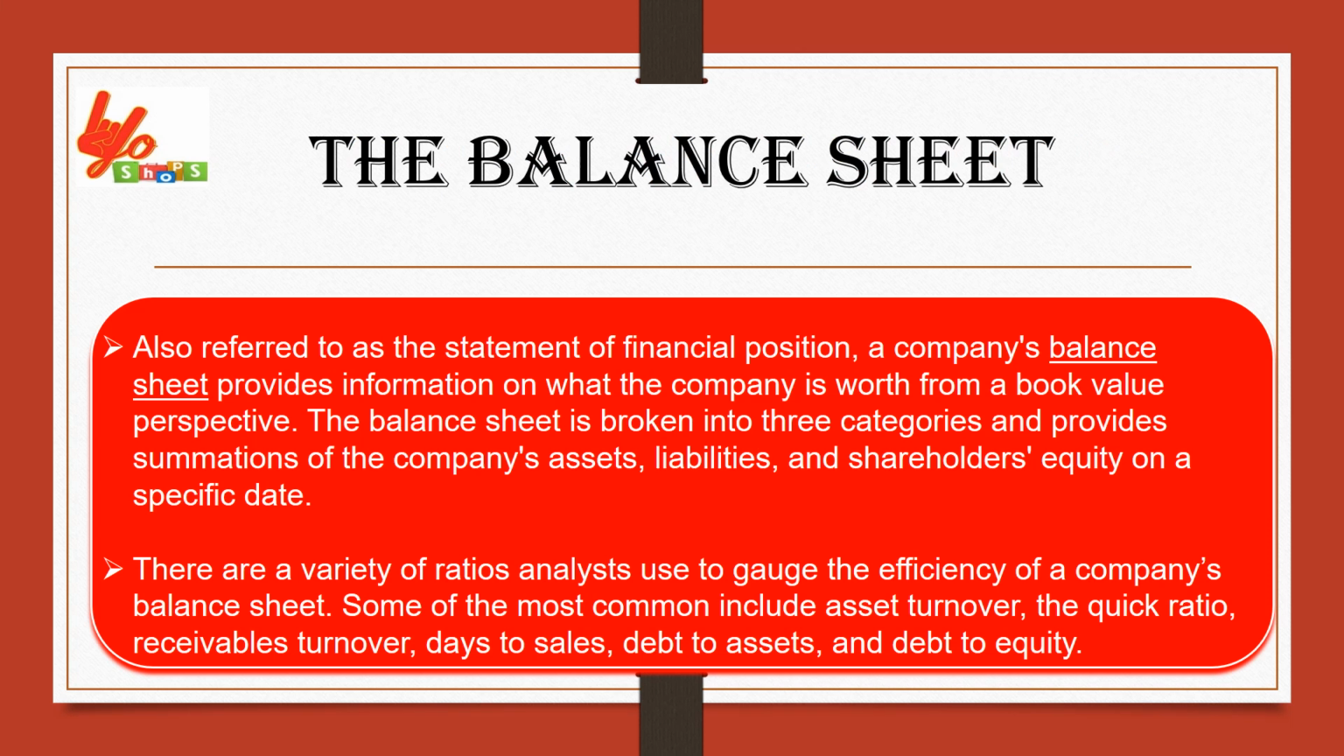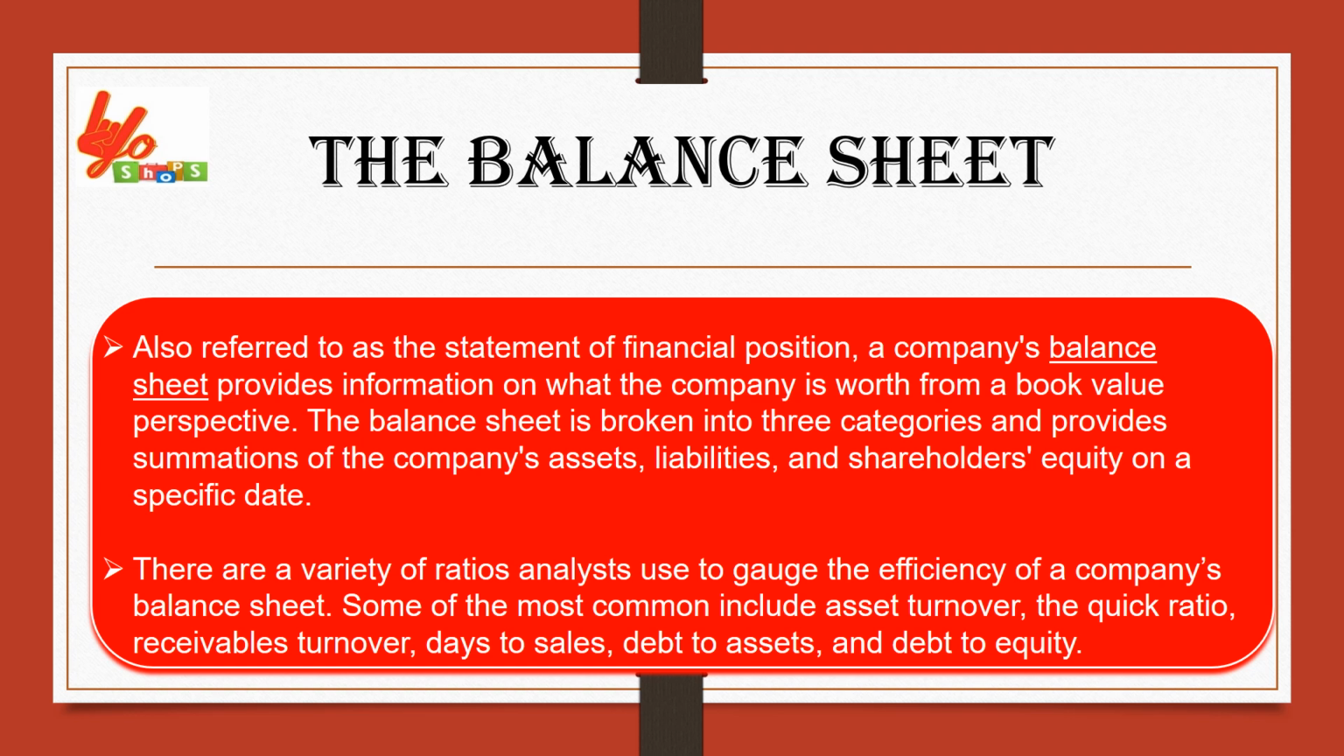So let's have a look at the balance sheet first. Balance sheet is also referred to as the statement of financial position. A company's balance sheet provides information on what the company is worth from a book value perspective. The balance sheet is broken into three categories and provides summation of the company's assets, liabilities, and shareholders' equity on a specific date.